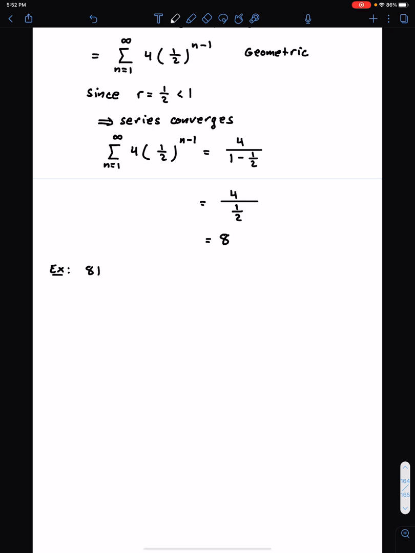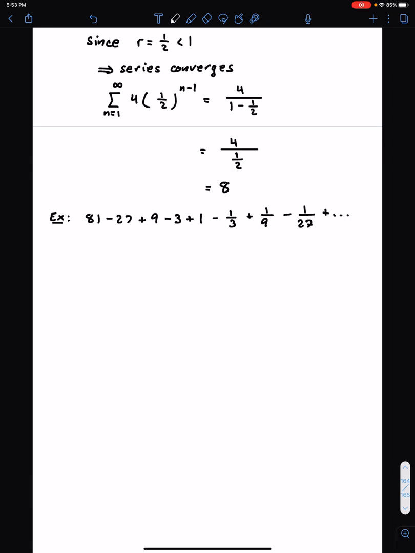Determine convergence or divergence for this series. 81 minus 27 plus 9 minus 3 plus 1 minus 1/3 plus 1/9 minus 1/27 plus ... So the first term is 81. This series is geometric with r being negative 1/3.